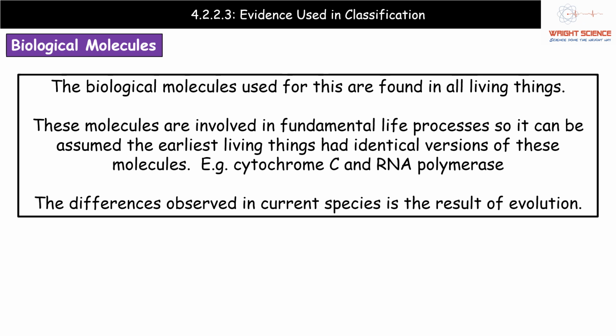Then, because we've made this assumption that these once were all identical in those earliest forms of living things, what we can now say by looking at those molecules in all the different species alive today, we can look to see how similar or how different they actually are to one another, and then we can work out how far removed each organism is from the next. And we can say that all of these differences we can see in the structure of cytochrome C, the RNA polymerase, are as the result of evolution.